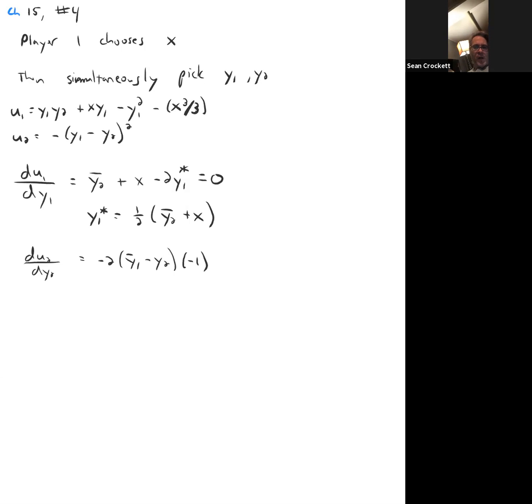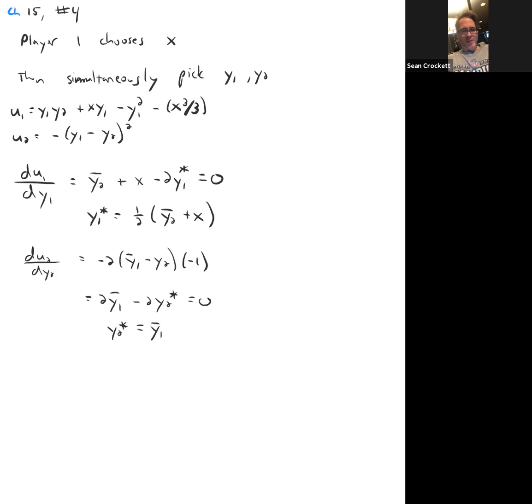Okay. And so that equals 2y1 bar minus 2y2 star equals 0. And so y2 star equals y1 bar. Okay, so player 2 just wants to make a guess about what player 1 does and then imitate it. And that should be clear from the utility function because inside the parentheses is y1 minus y2, and we're going to square that and take the negative.